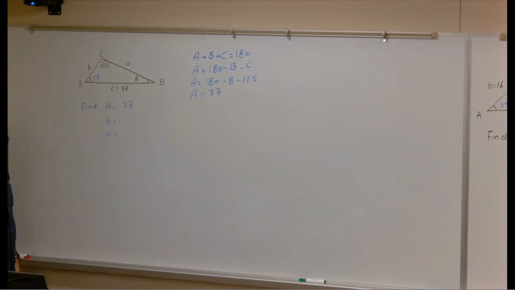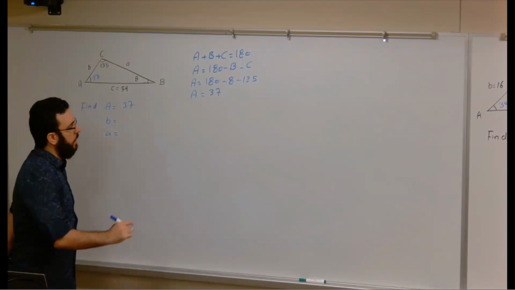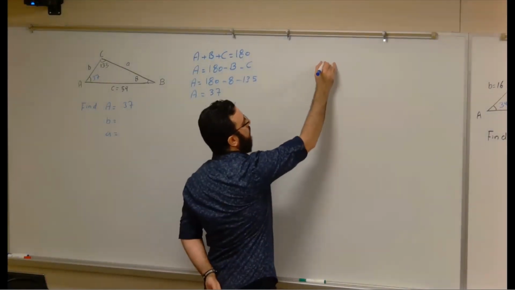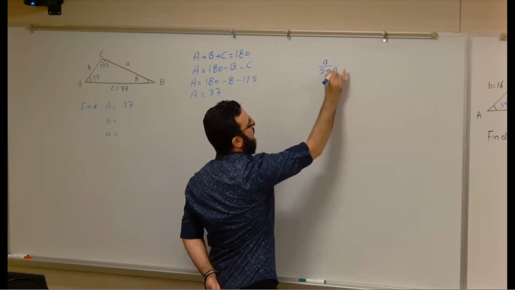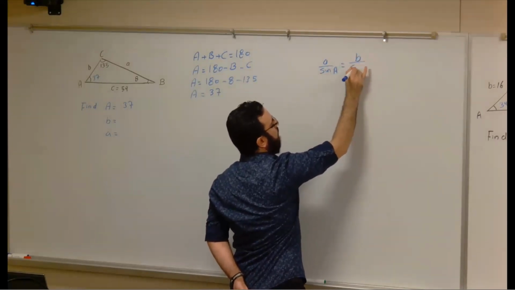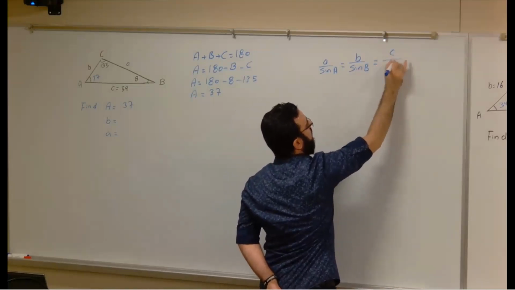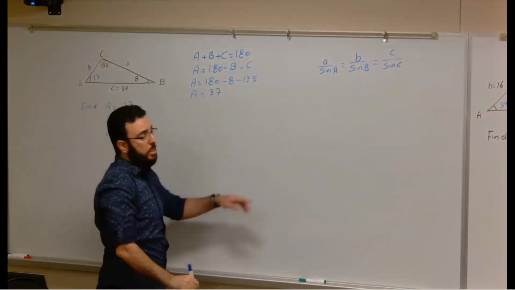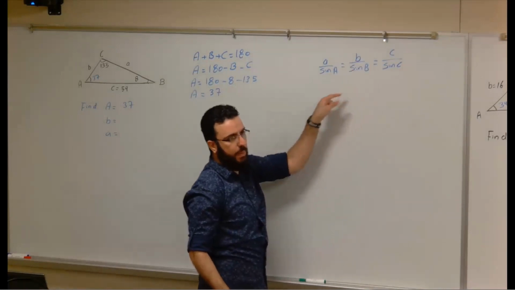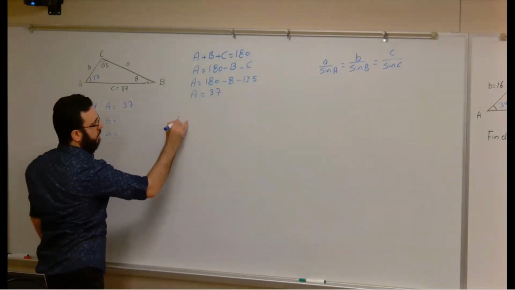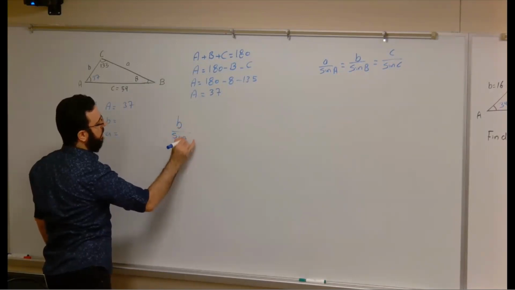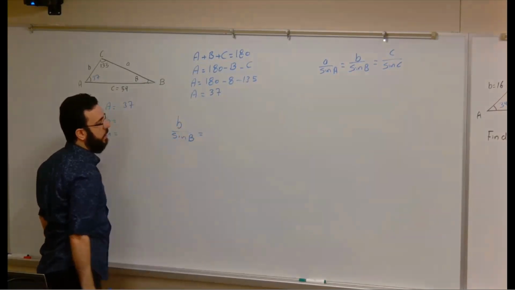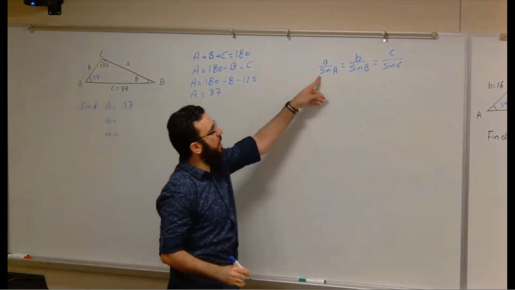Now next step, we need to find the side B. Okay? How are we going to find the side? I need to find the side B. Here is the rule: A over sine A equals B over sine B equals C over sine C. This is the law of sine. I need to find B. That means I have to write down this part, which is B over sine B, equals. Which one do you want to use? Do you want to use A or C?